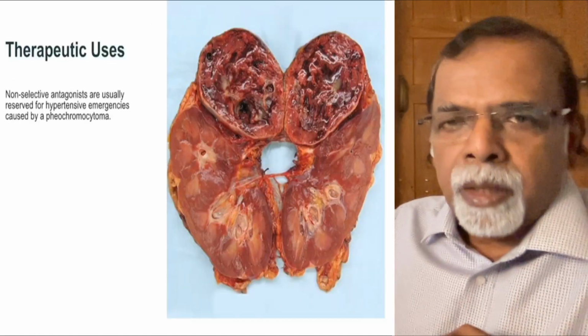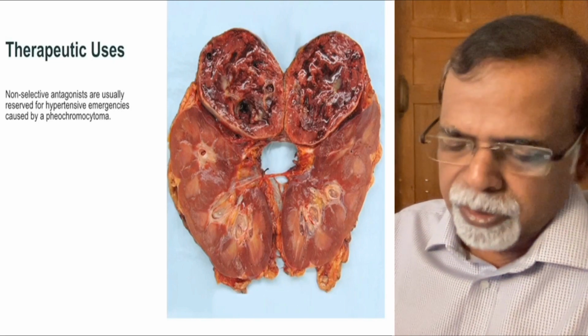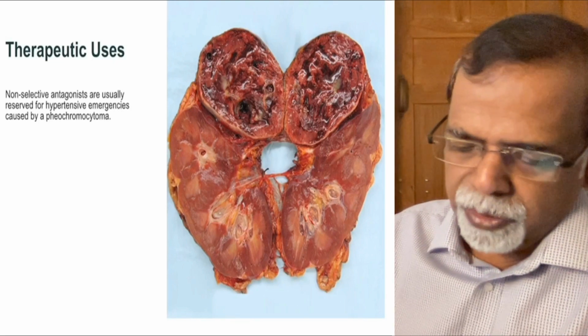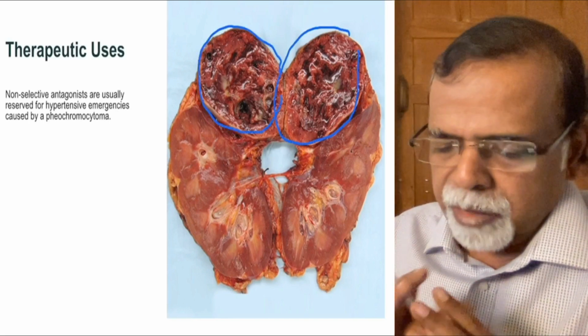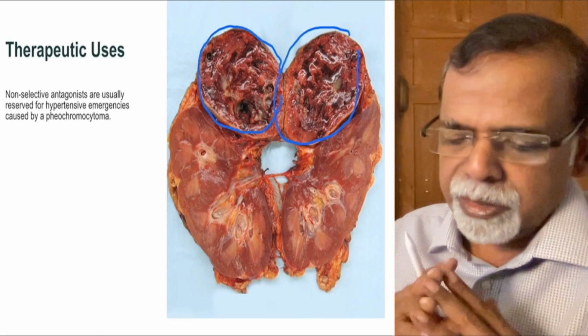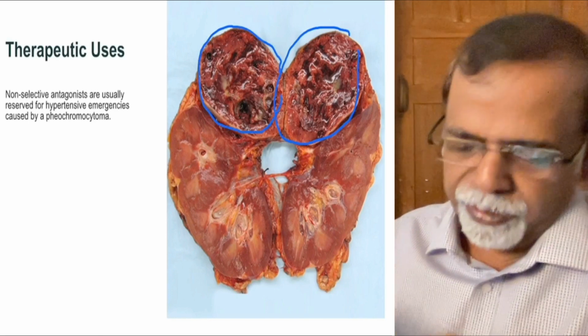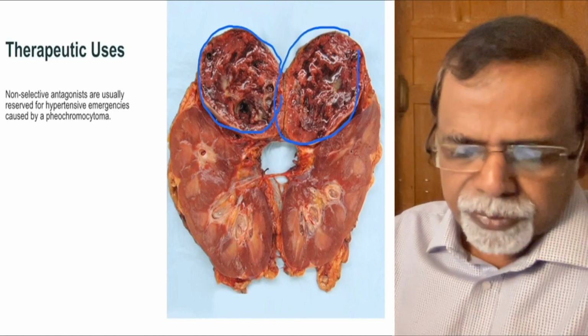Okay. Now we go into the therapeutic uses. Already mentioned, pheochromocytoma. There is a tumor arising from the adrenal. This is the number one use for the non-selective ones, that is phenoxybenzamine and phentolamine. The details we have already discussed.